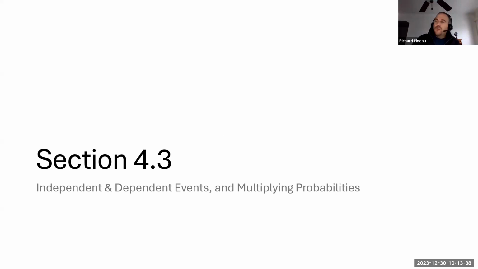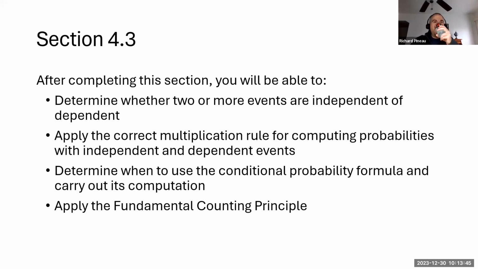All right, we are ready to move into section 4.3, which deals with multiplying probabilities. And before we get to that, we need to look at independent and dependent events. After completing this section, you should be able to understand and determine whether or not events are independent or dependent. You should be able to apply the correct multiplication rule for computing these probabilities with independent and dependent events. You should also be able to determine when to use conditional probability formulas and carry out its computation. And finally, apply the fundamental counting principle.